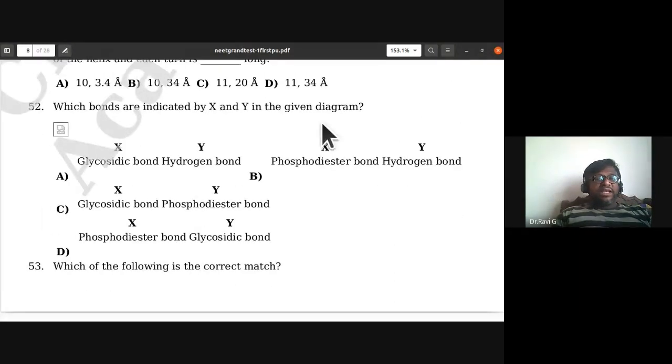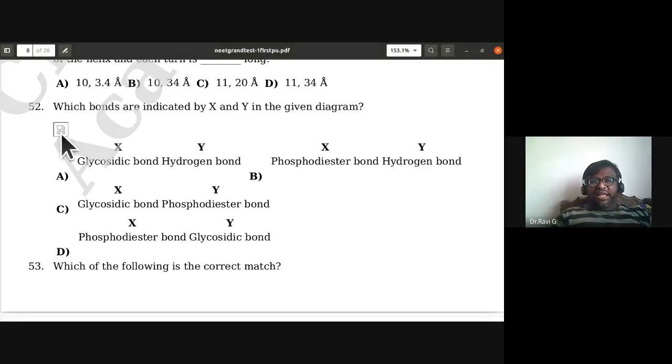Which bonds are indicated by X and Y in the given diagram? See, the diagram is missing. Sorry for that. So it should have been like X. X would be having the bond between sugar and phosphate. It is phosphodiester bond, and the bond Y is a bond between nitrogen bases. That is going to be hydrogen bond.